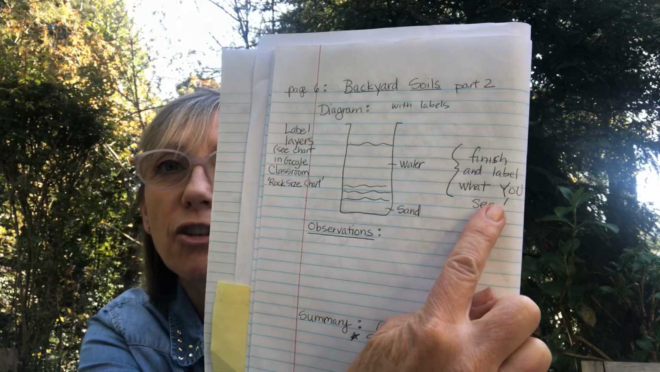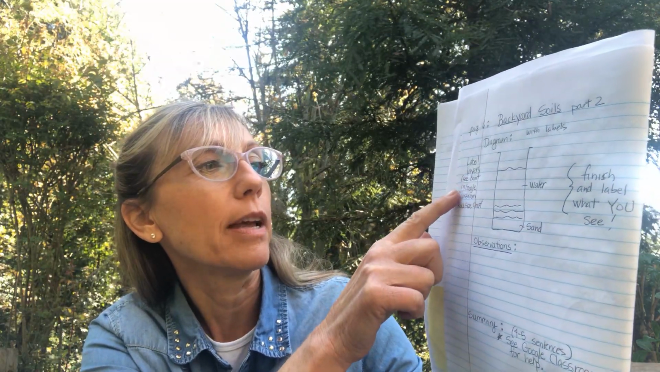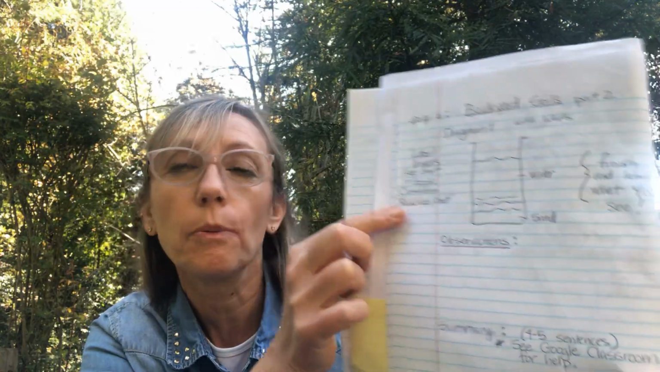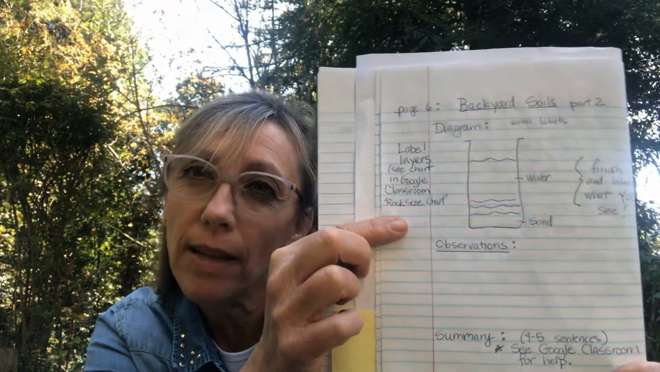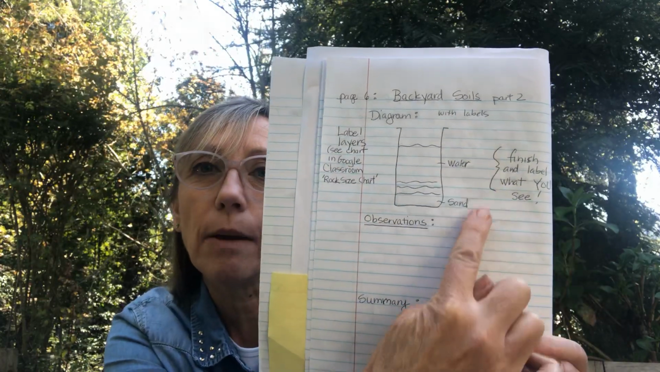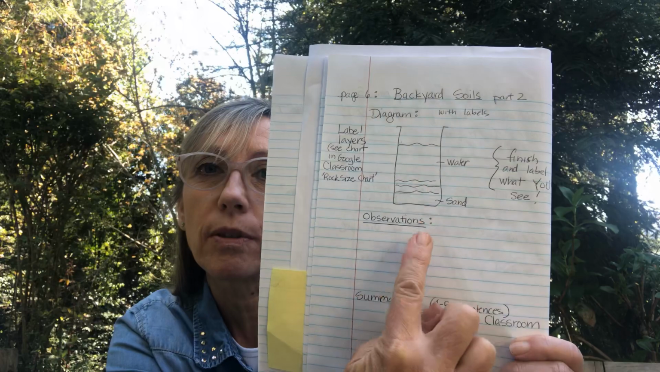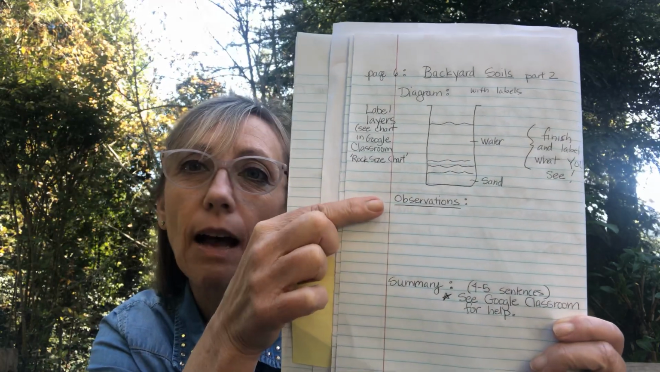Look at the size chart to label the layers. Look in Google Classroom for the rock size chart, like how big sand is, how big clay is. Be specific in your labels. I want a neat diagram. I don't want just scribbles here, okay? Just like we did in class.